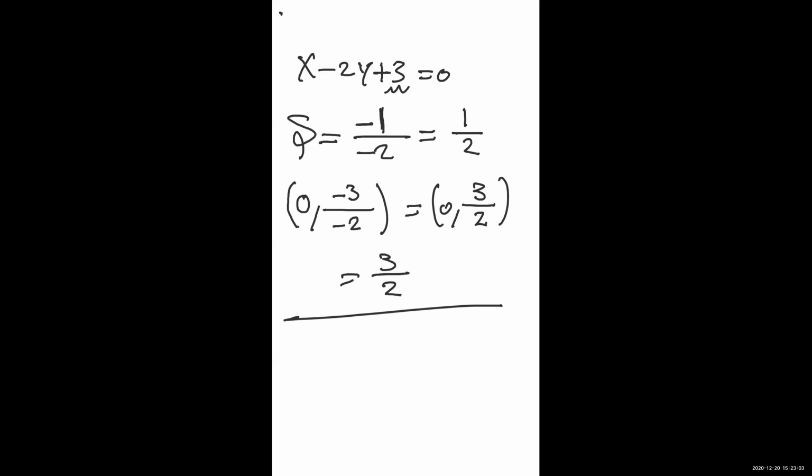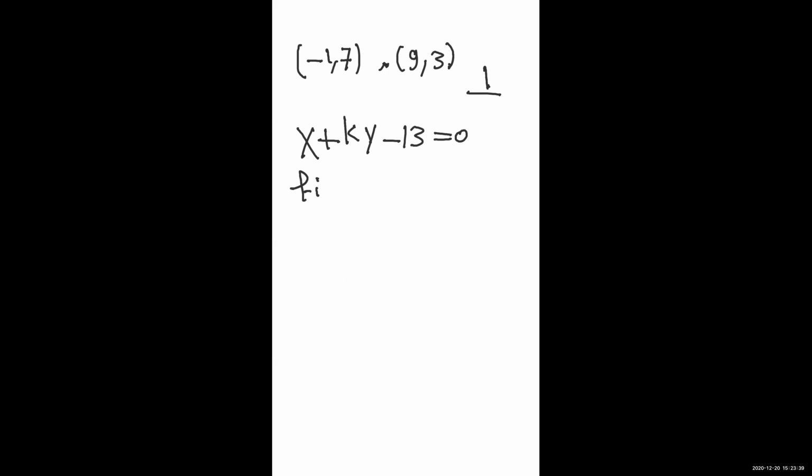Okay, let's solve one example. The straight line that passes through the two points, negative 1 and 7, and the second point, 9 and 3, is perpendicular to the straight line whose equation is x plus ky minus 13 equals 0. Find k.